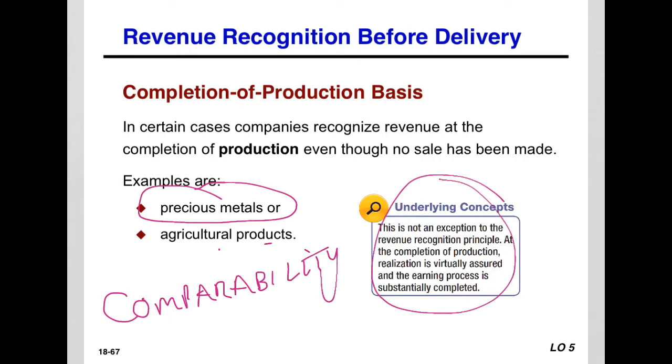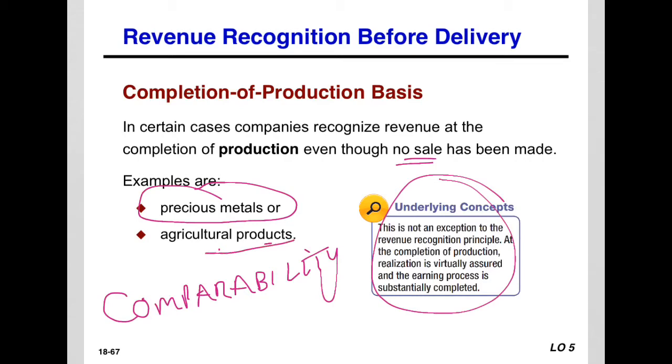The realization of profit is virtually assured, so we as accountants go against our grain of conservatism in order to be comparable, and in order to recognize the reality that, even though no sale has been made, the production was completed, so the profit is then made. It matches the profit against the expenditures and the time the expenditures are done with the production.